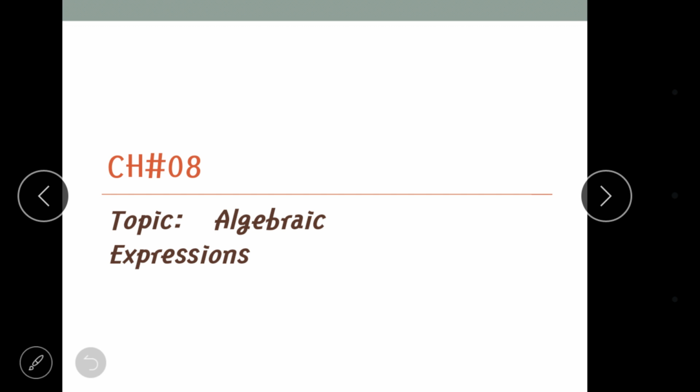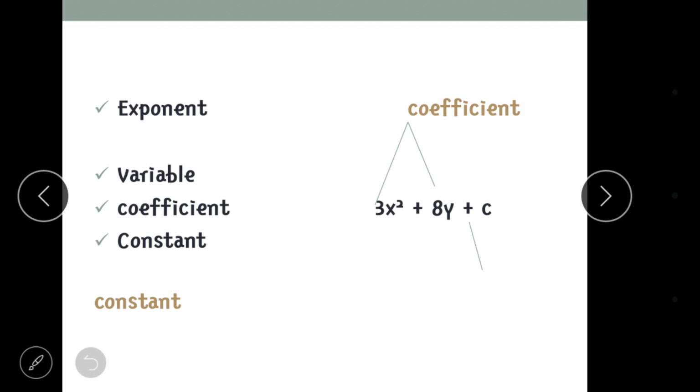Means operators plus, minus, multiply, and divide. We can use these operators in one term or multi terms, meaning many terms. This equation is called an algebraic expression. This equation is an example of an algebraic expression. We use three terms in this equation.